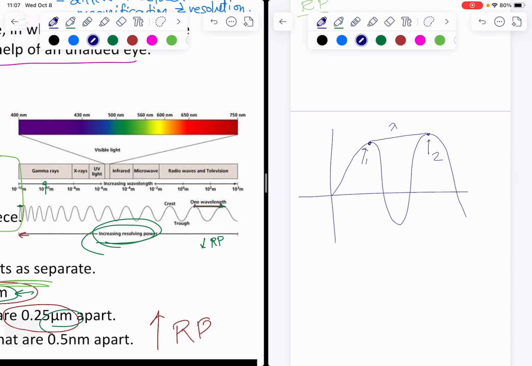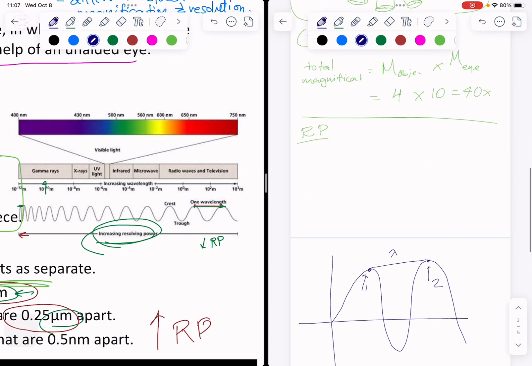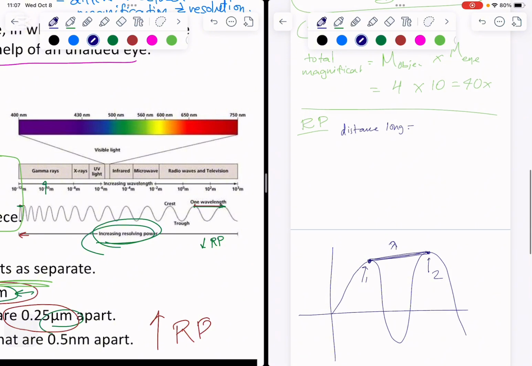And how this comes hand in hand with the resolving power is the distance between peak 1 and peak 2, which is the wavelength. So if the distance is really long, you have a higher wavelength. If the distance is short between the 2 peaks, you end up having a shorter wavelength.